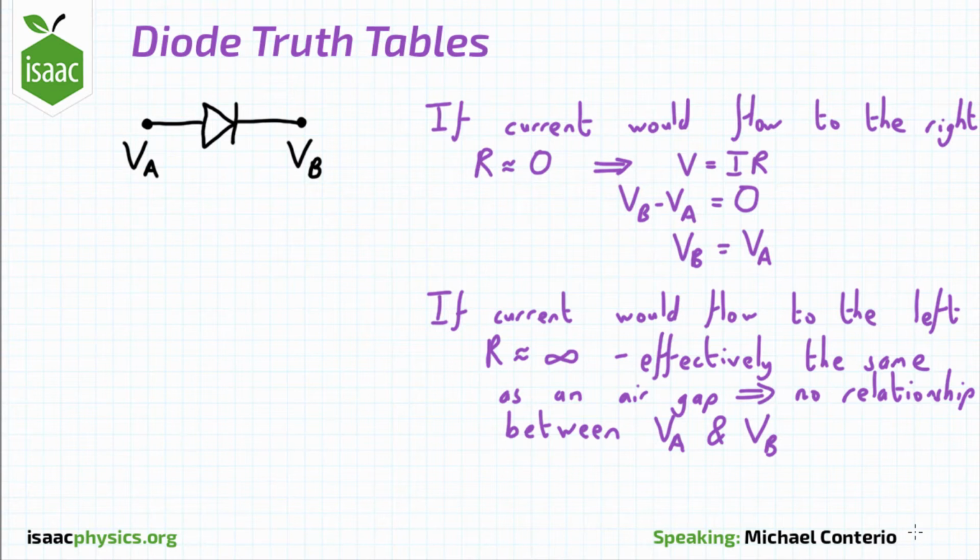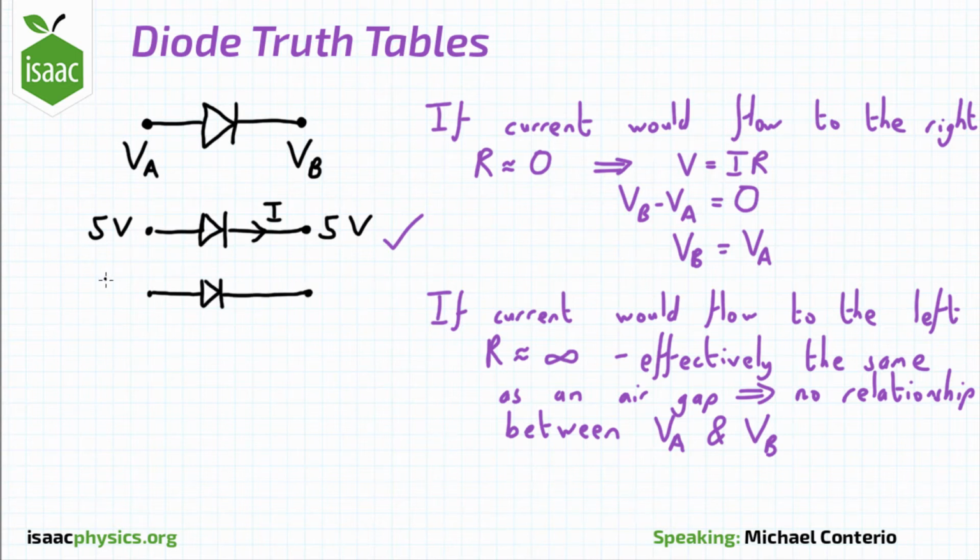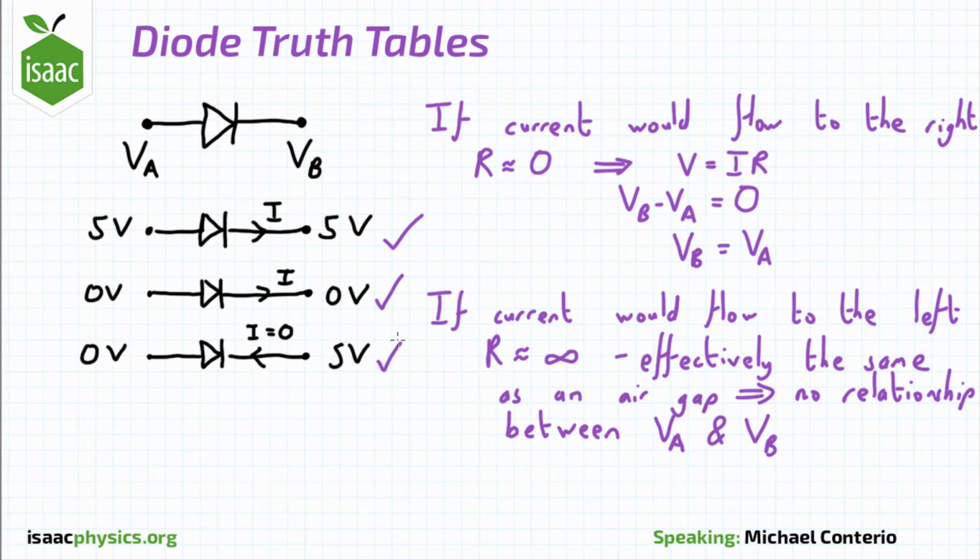In this question, VA and VB can either be 5 volts or 0 volts. If both sides are 5 volts and the current is flowing to the right, this is fine. If both sides are 0 volts and the current is flowing to the right, this is also fine. If the left hand side is at 0 volts and the right hand side is at 5 volts, you would normally expect the current to flow to the left, but this means that the resistance is infinite, so no current flows, I equals 0, and this is fine.